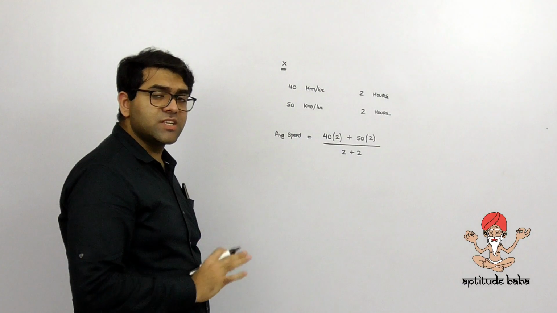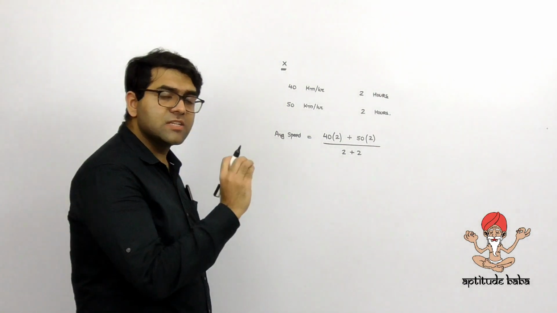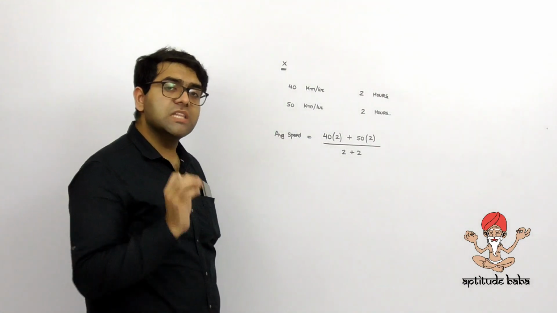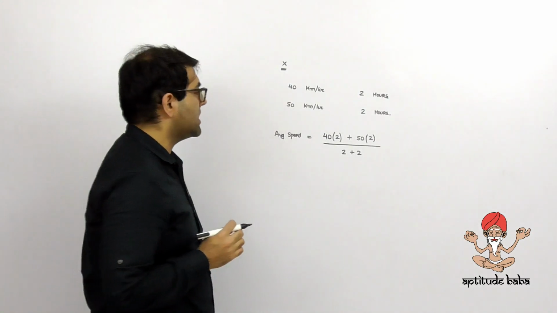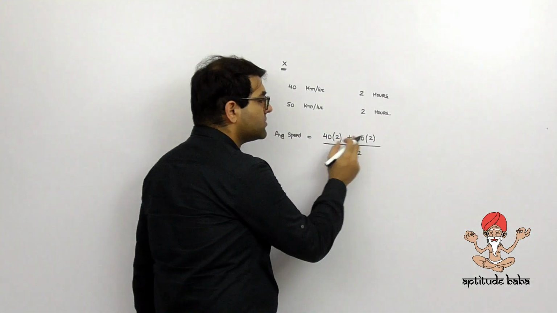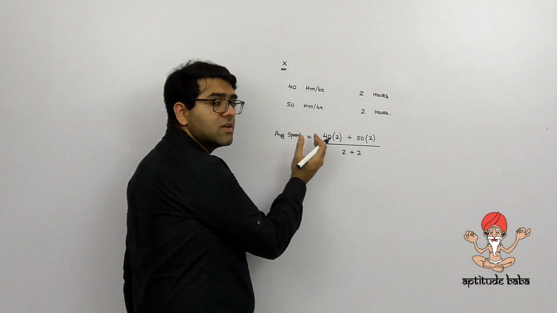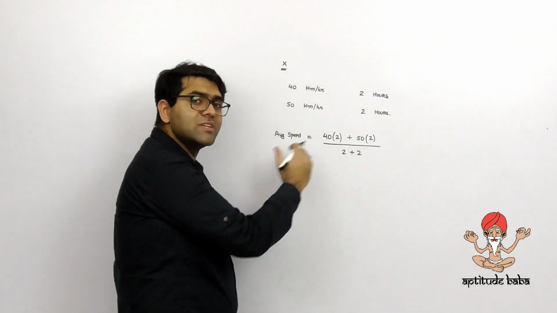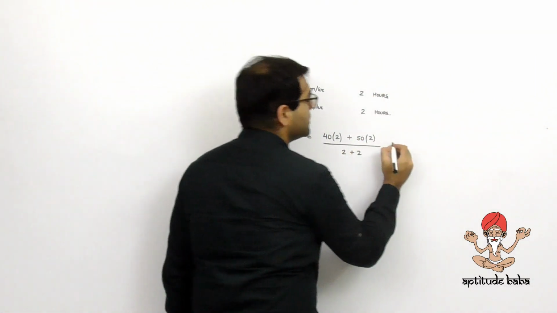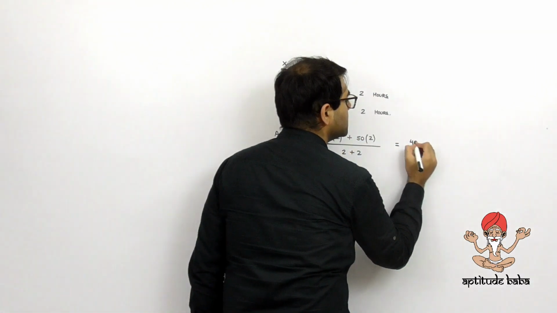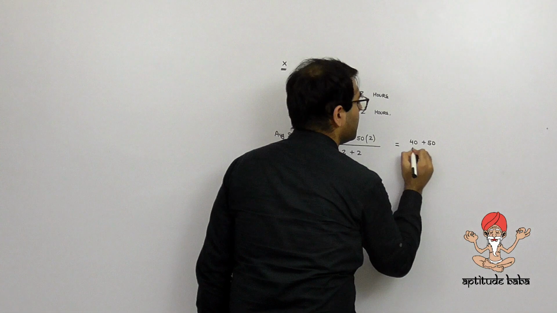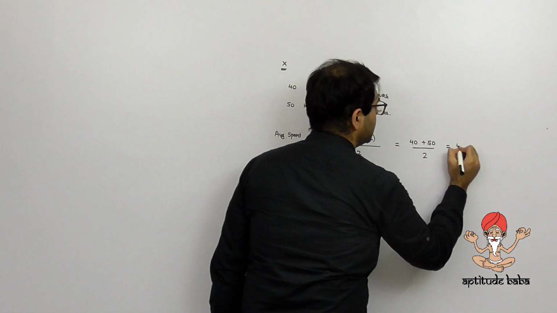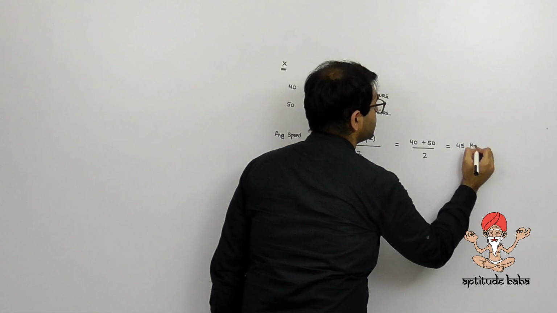I can solve this expression and get the answer as 45, but the interesting thing to observe here is that I can take this 2 common from the numerator as well as from the denominator. If I take a 2 common from the numerator as well as the denominator, what I'm left with is 40 plus 50 by 2, which is indeed 45 kilometers per hour.